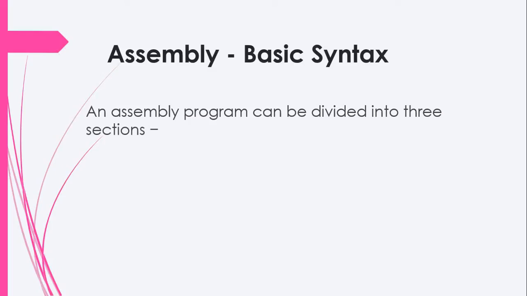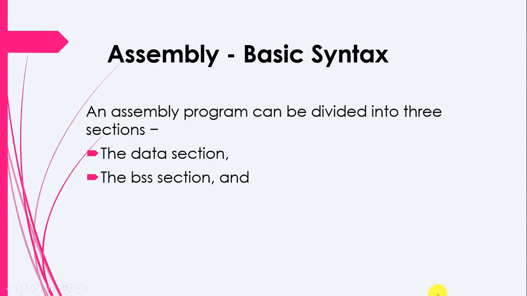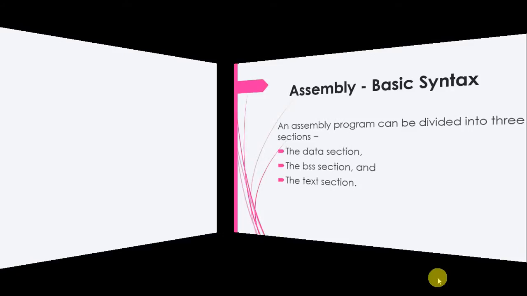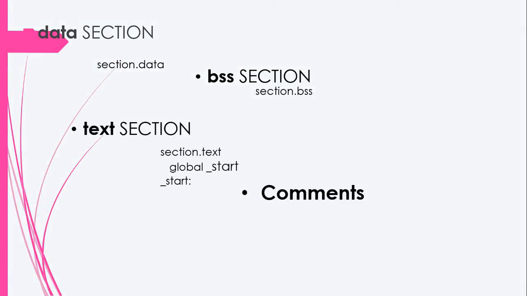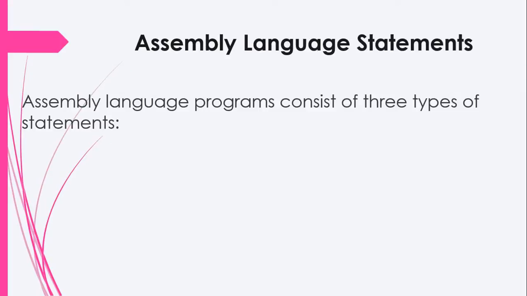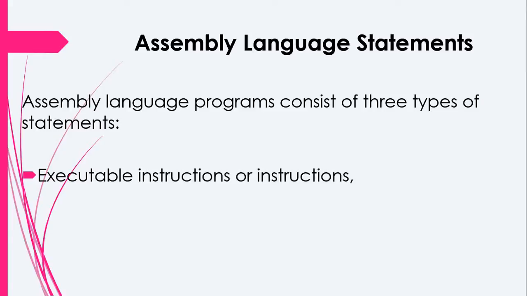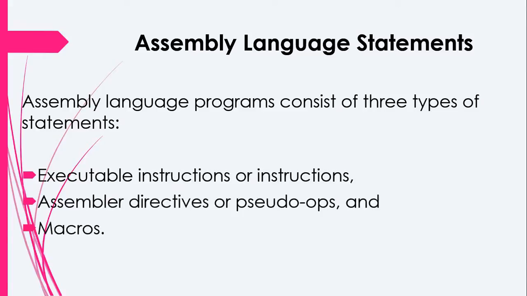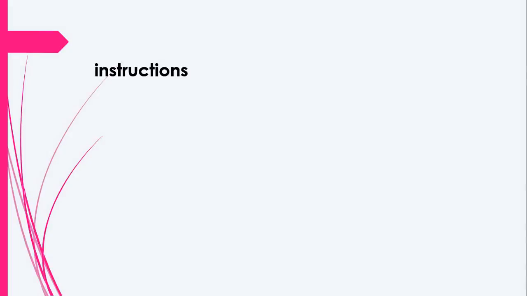Assembly basic syntax. An assembly program can be divided into 3 sections: the data section, the BSS section, and the text section. Assembly language programs consist of 3 types of statements: executable instructions or instructions, assembler directives or pseudo-ops, and macros. The executable instructions, or simply instructions, tell the processor what to do.